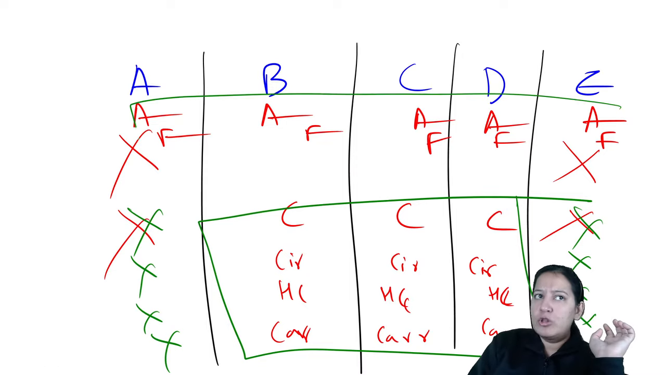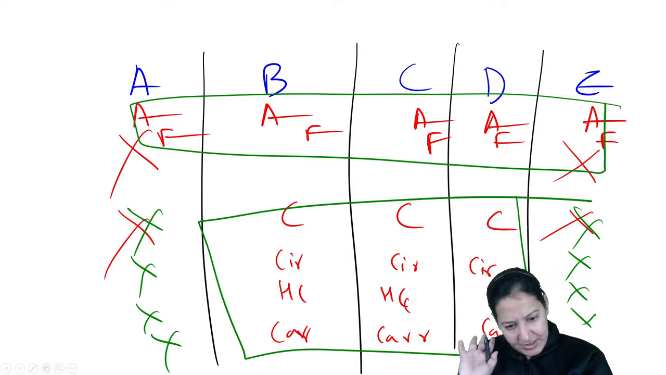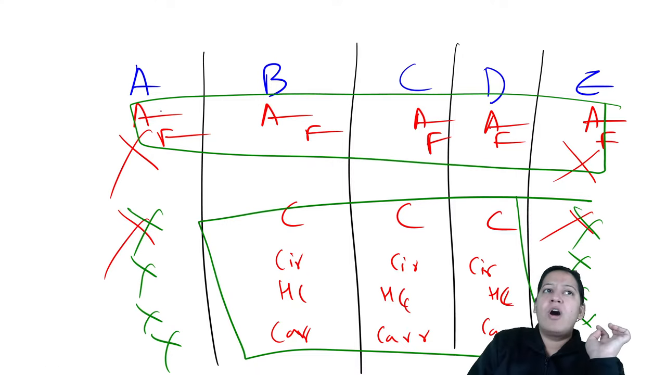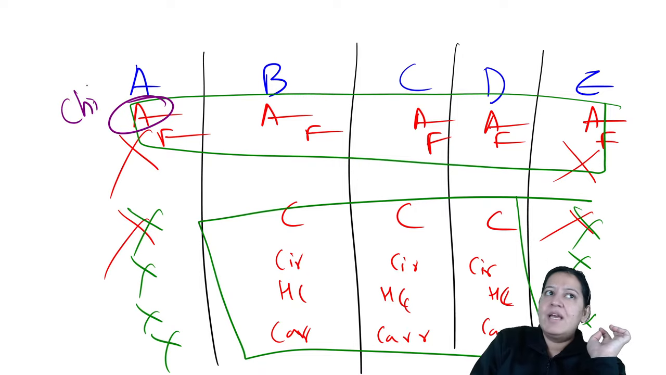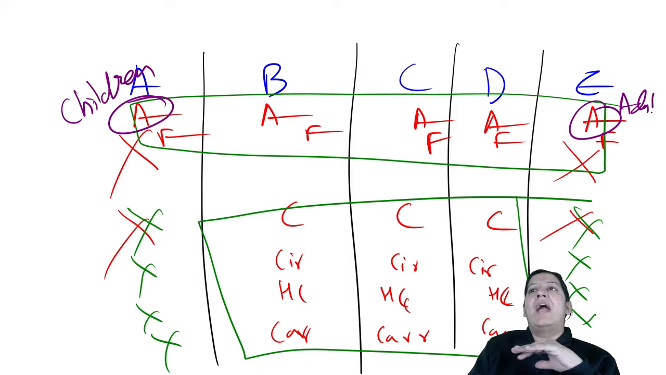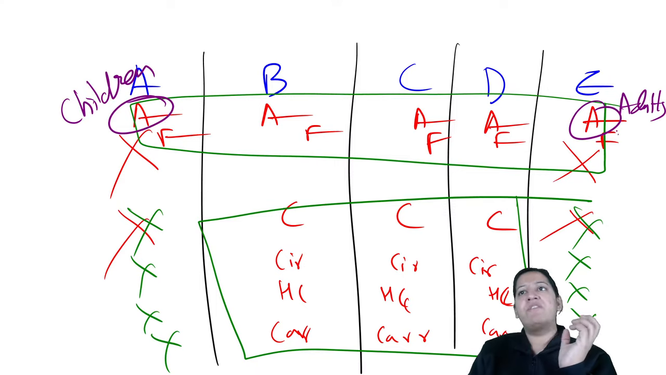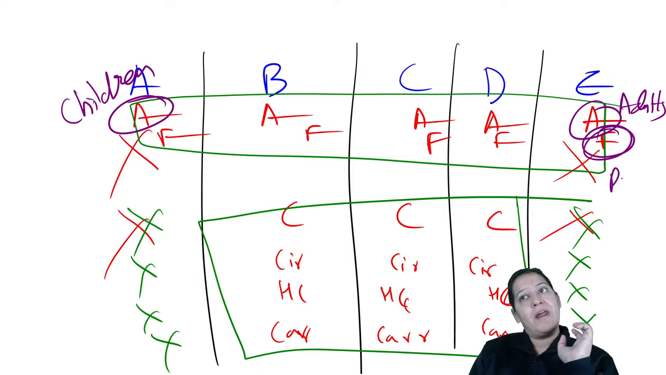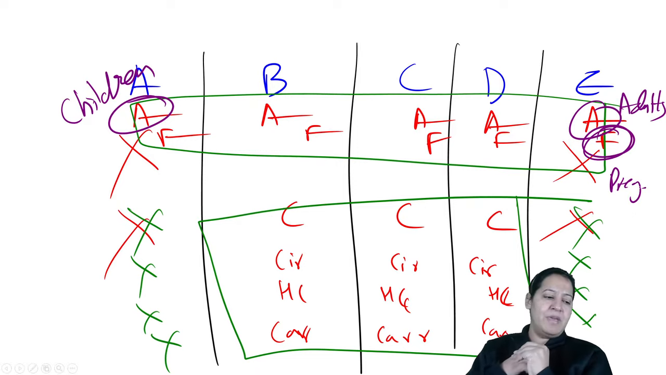Acute and fulminant are present in all, but see here, the most common cause of acute in children is A. The most common cause of acute in adults is E. And the most common cause of fulminant is E, in pregnant ladies especially. So give me a thumbs up. Ye most common ho gaya.